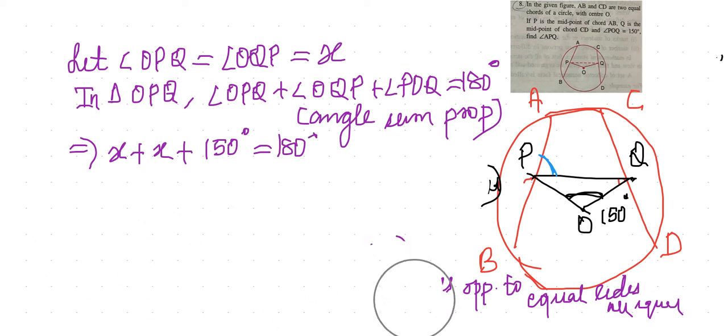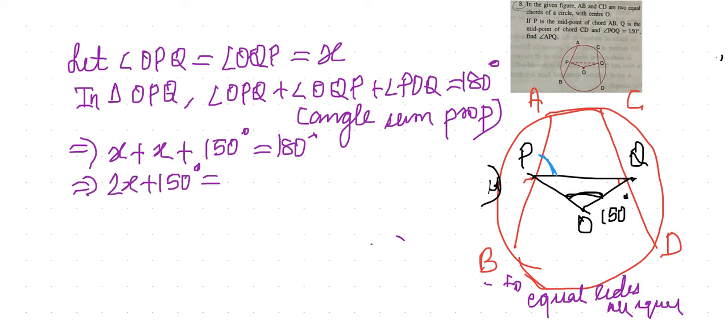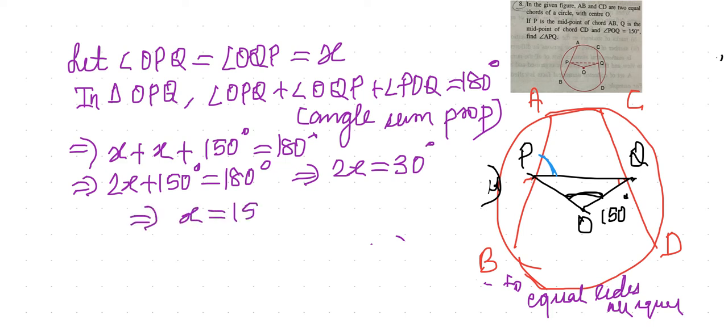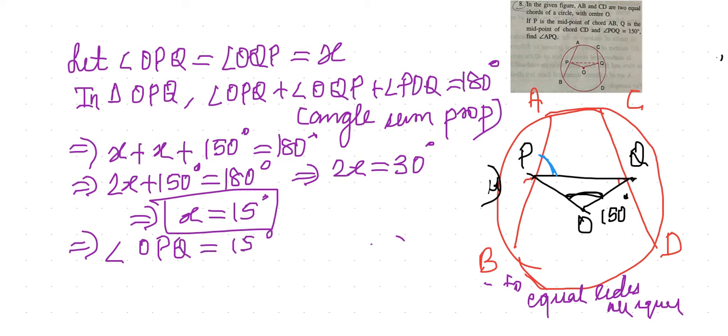Okay, so what next, children? This implies 2x plus 150 degrees is equal to 180 degrees. So this further implies that 2x is equal to 30 degrees. So the value of x that we are getting is 15 degrees. So x is 15 degrees means angle OPQ is equal to 15 degrees. Now what do you need to find out, children? You need to find out the value of angle APQ.